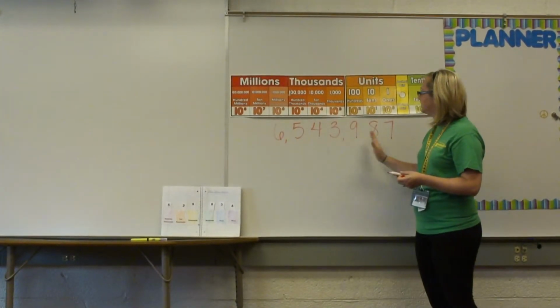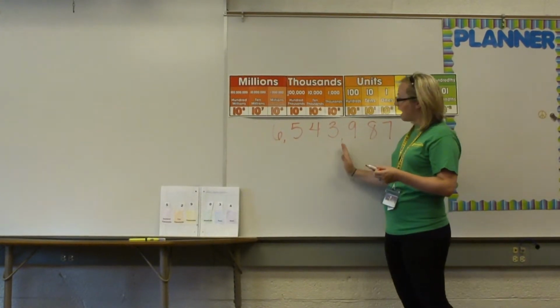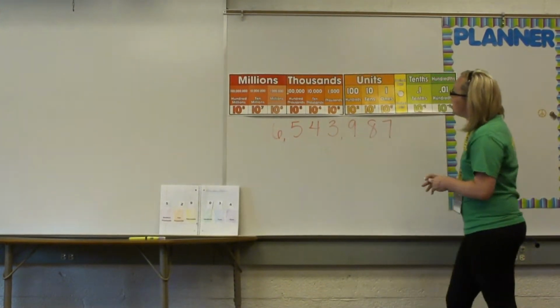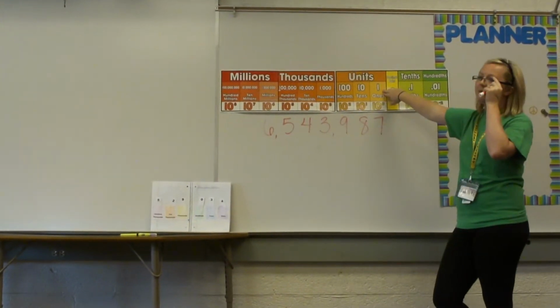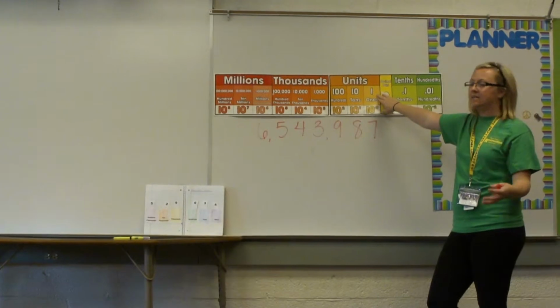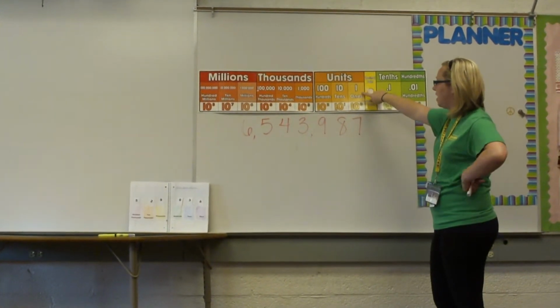Notice I have commas every third number. 1, 2, 3, comma. 1, 2, 3, comma. Okay, so let's think about the value of these. So the 7 is in the ones place. Think about those base 10 rods in the base 10 system. That means I have 7 ones.